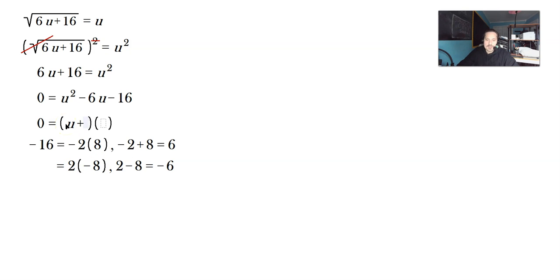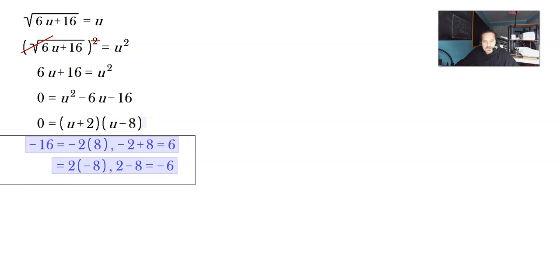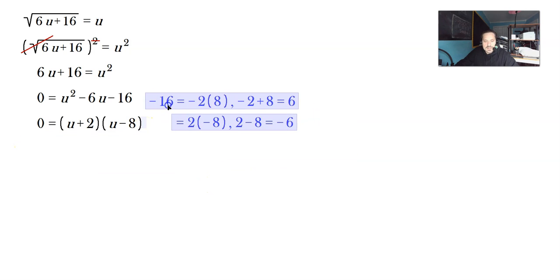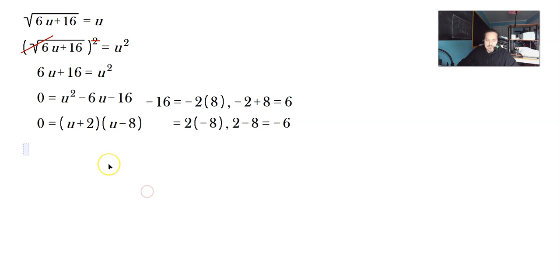So u plus 2, and then let's see, u minus 8. Good. Now just set each factor to 0 and solve as usual. Let me put this off to the side somewhere here, okay? All right, let's see, u plus 2 is equal to 0, or u minus 8 is equal to 0. Solve each one, so just subtract 2, so u equals -2. Solve this one, add 8 to both sides, so u is equal to +8.